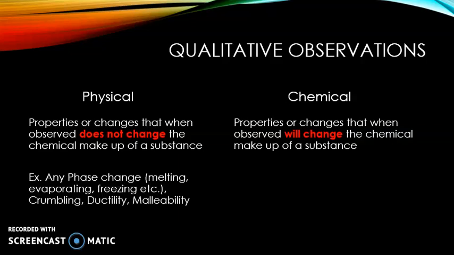Some examples of each. Physical changes: any phase change, some people would have called this state changes, like melting or evaporating, freezing. Those are all physical changes because you're made of the same stuff both before and after. Chemical changes, however, you're not made of the same stuff before and after. Some examples would be like burning or exploding, rusting, frying. All of those types of changes will actually be different materials at the end than they were in the beginning.